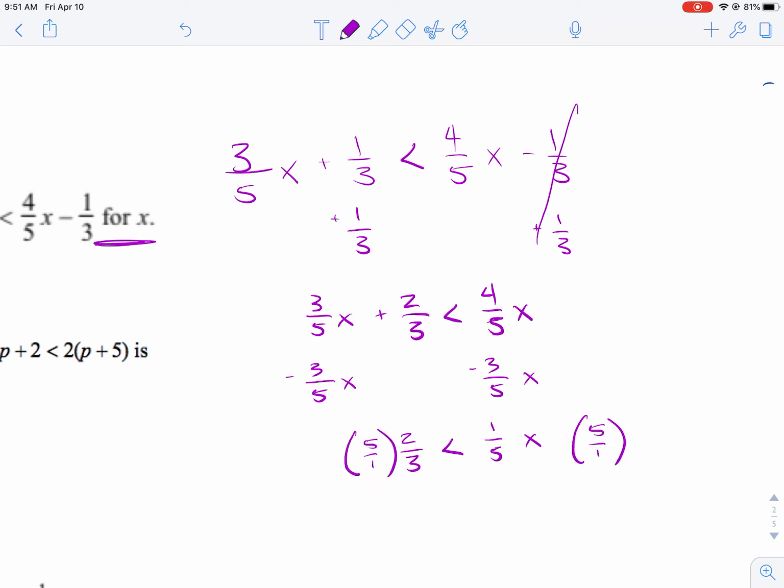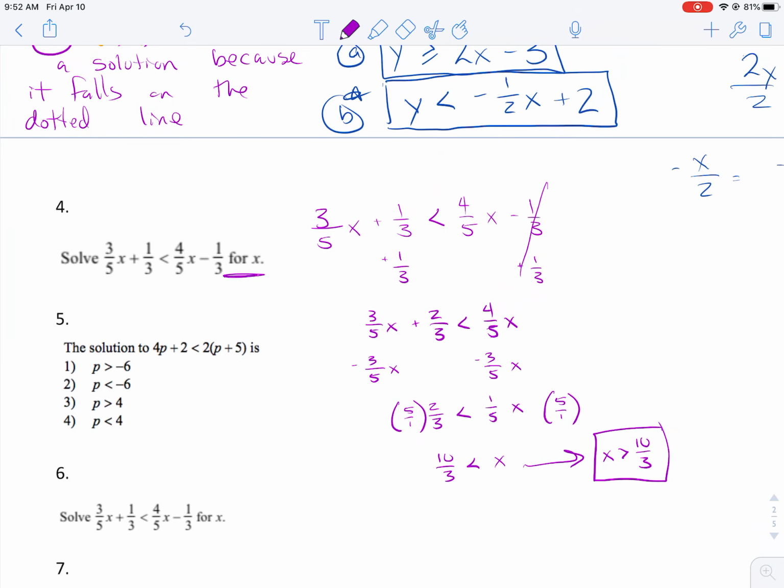Because again we've got common denominators, so all we have to do is subtract the tops. And then multiply both sides by 5 over 1. This is the multiplicative reciprocal. And you're going to get 10 thirds is less than x. And we're just going to flip that around so we can read it correctly. x is greater than 10 thirds.